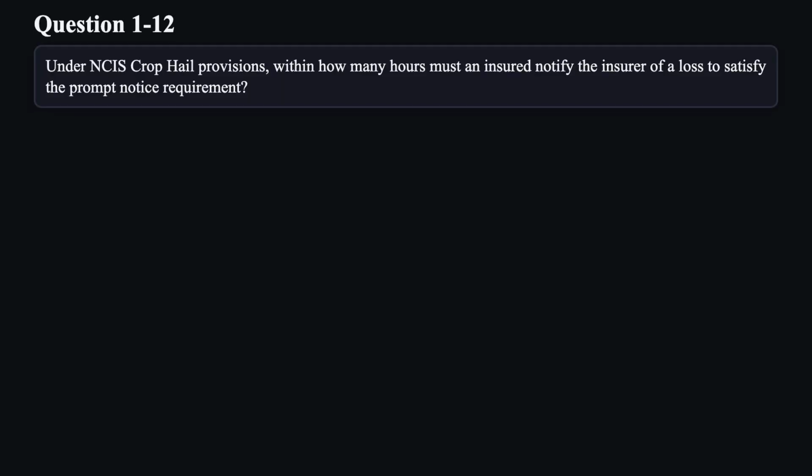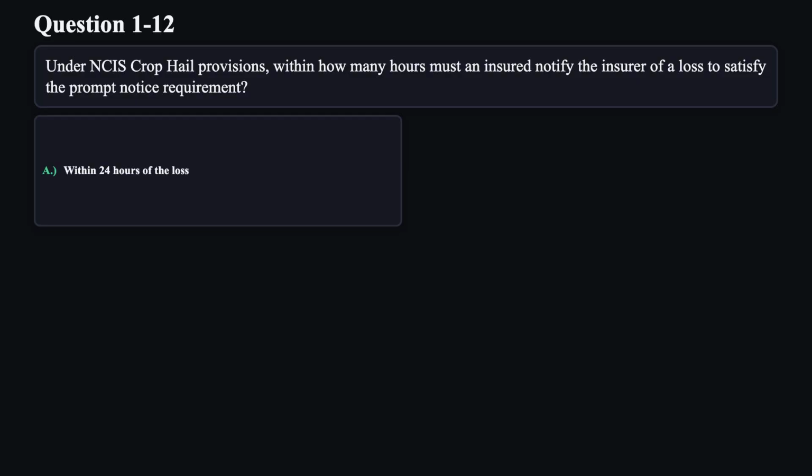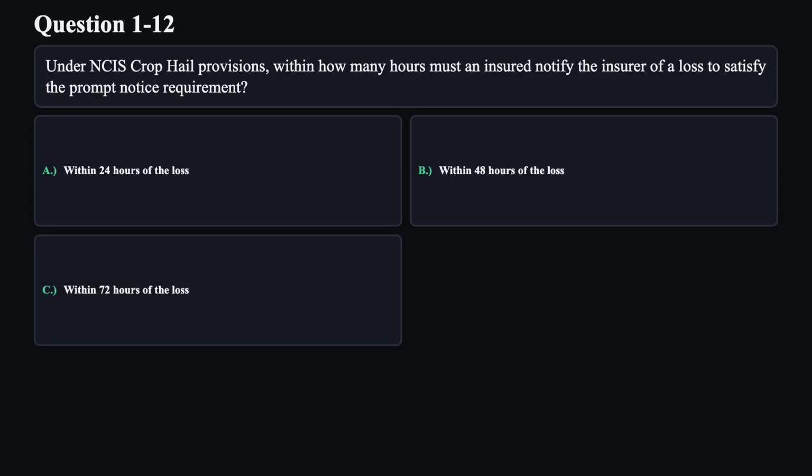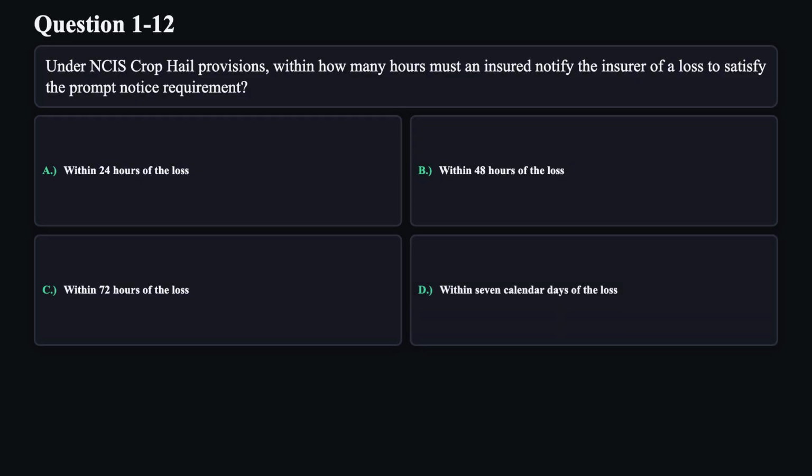Question 12. Under InsCO-Crop hail provisions, within how many hours must an insured notify the insurer of a loss to satisfy the prompt notice requirement? A. Within 24 hours of the loss. B. Within 48 hours of the loss. C. Within 72 hours of the loss. D. Within 7 calendar days of the loss.